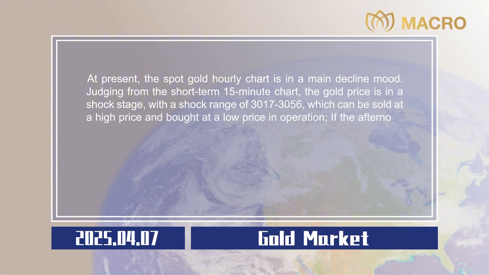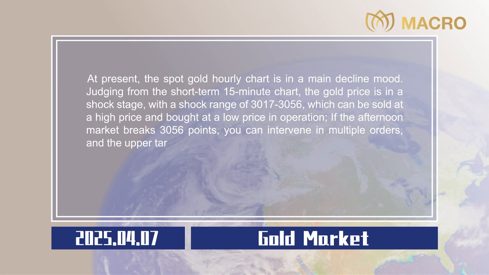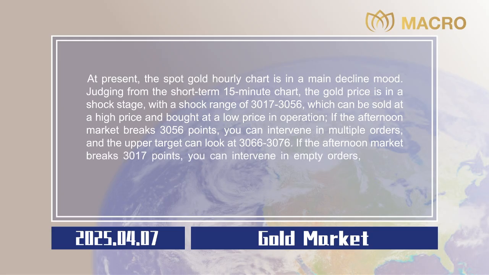If the afternoon market breaks 3,056 points, you can intervene in multiple orders, and the upper target can look at 3066 to 3076. If the afternoon market breaks 3,017 points, you can intervene in empty orders, and the lower target can look at 3007 to 2997. Stop losses are all $5.